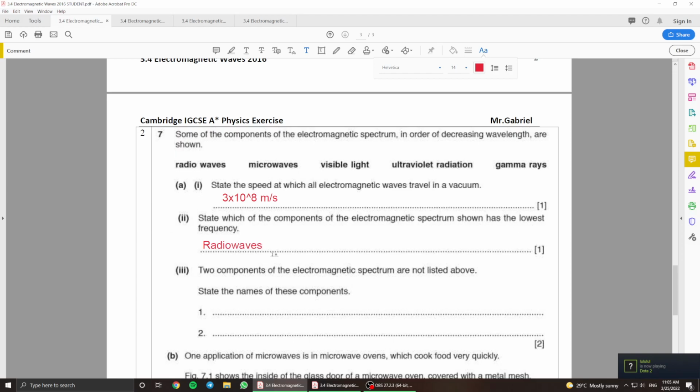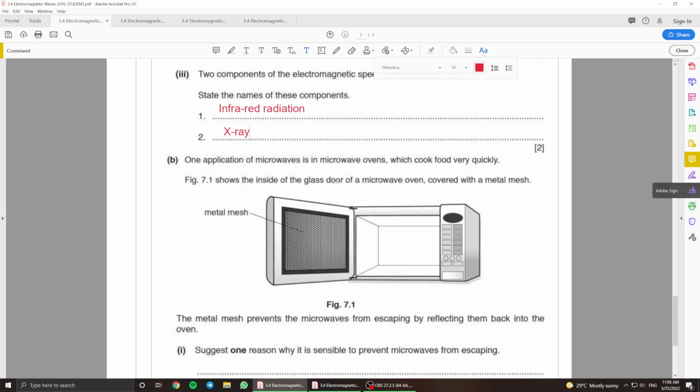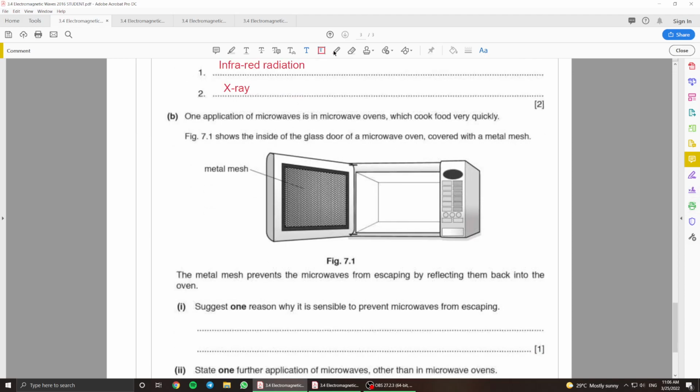Then after that, state two components of the electromagnetic waves that are not listed above. Name the components here. So you're missing the infrared and the X-ray here. The infrared radiation and also the X-rays. Okay? Then after that, the final part here.